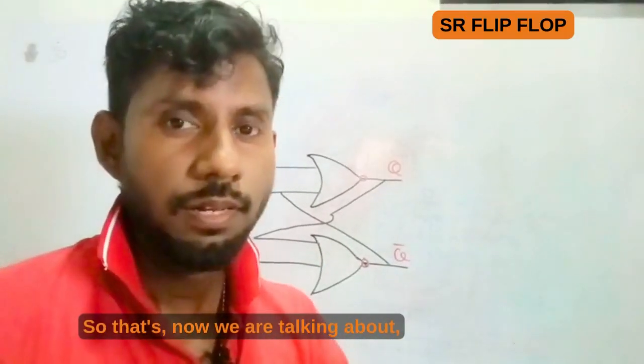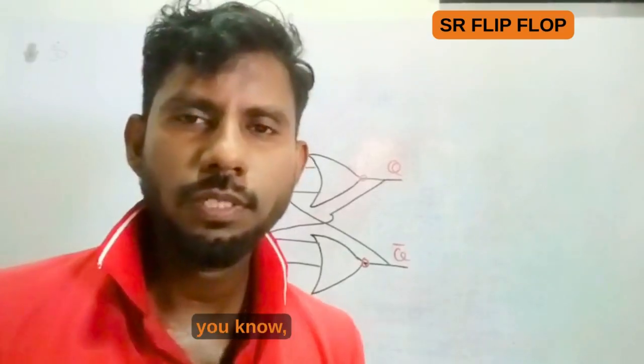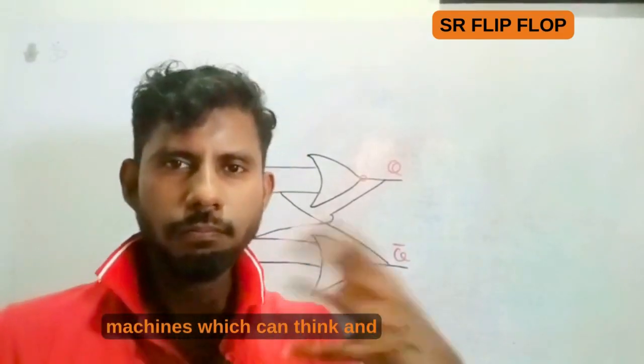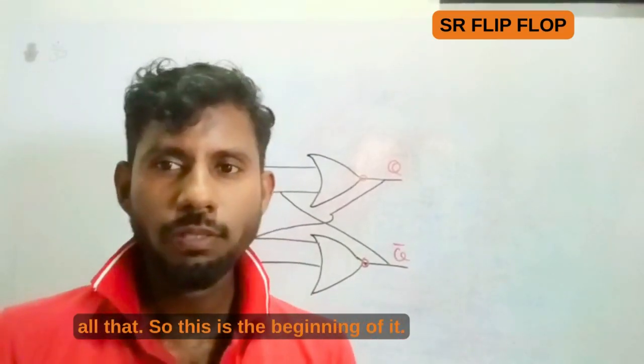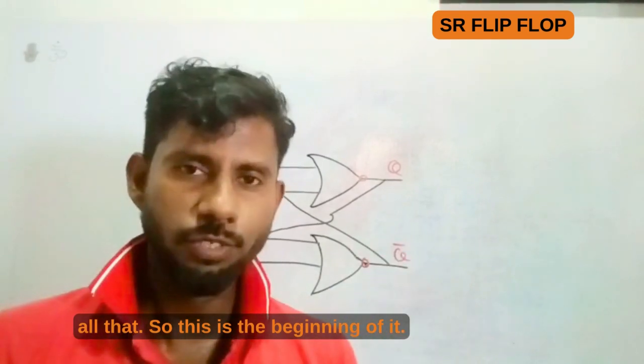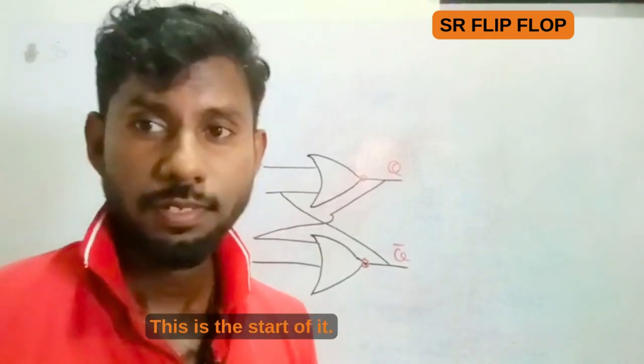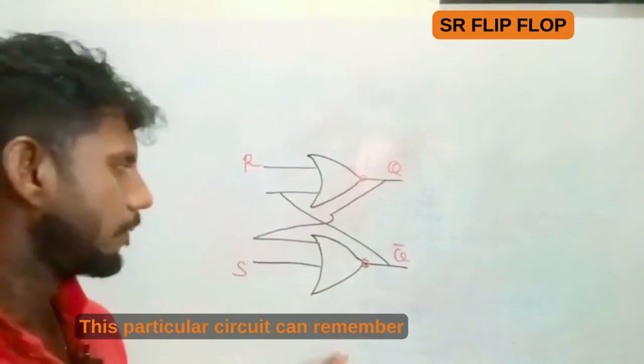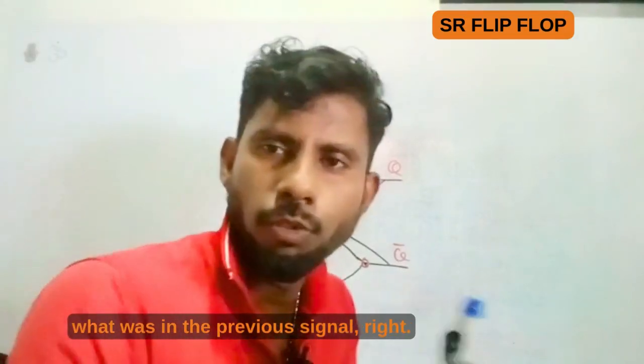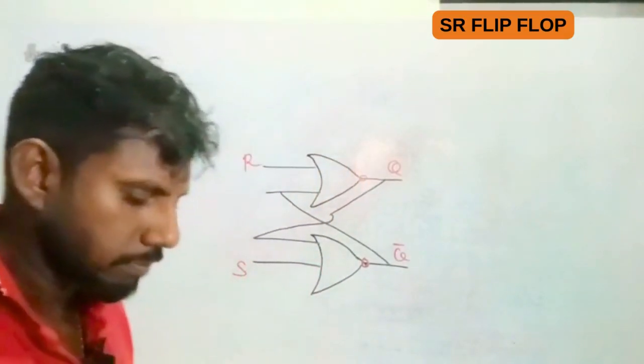So now we are talking about machines which can think and all that. So this is the beginning of it actually. This is the start of it. So this particular circuit can remember what was in the previous signal, right?